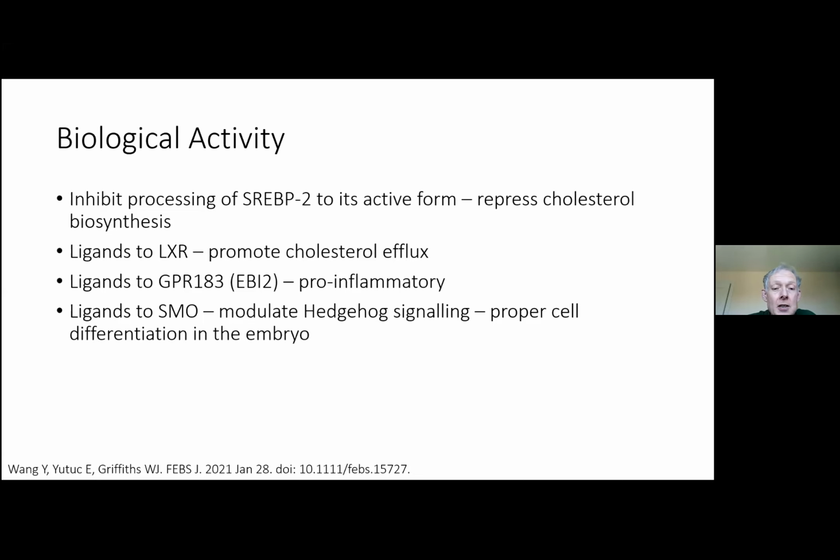They're also ligands to G protein coupled receptors. For example, GPR183, which is also called EBI2, and this is a pro-inflammatory GPCR. They're also ligands to the GPCR called smoothened, and this is important in the hedgehog signaling pathway, which is important for proper cell differentiation in the embryo. So there are numerous activities of these oxysterol molecules that make them interesting molecules to analyze.